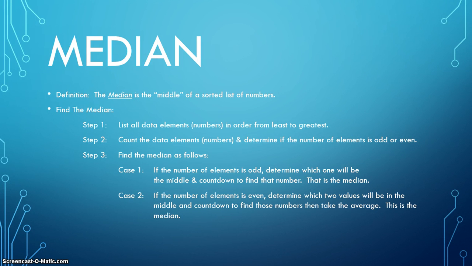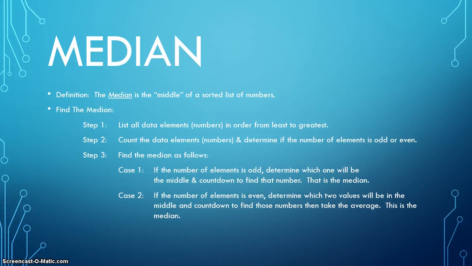Definition: The median is the middle of a sorted list of numbers. So the median is the number in the middle once all the numbers are listed, from least to greatest or greatest to least. Now, how we find the median requires a three-step process. First, we're going to take the elements that we have from the data set and order them from least to greatest.